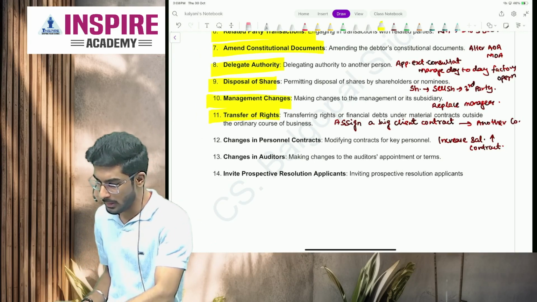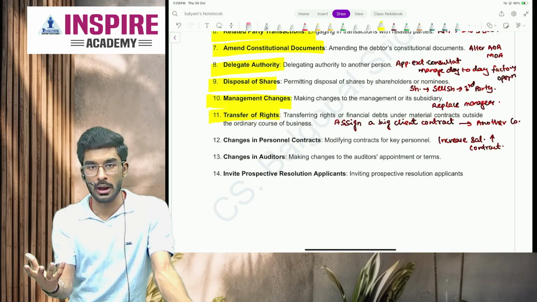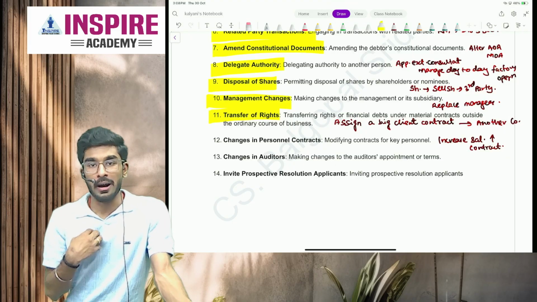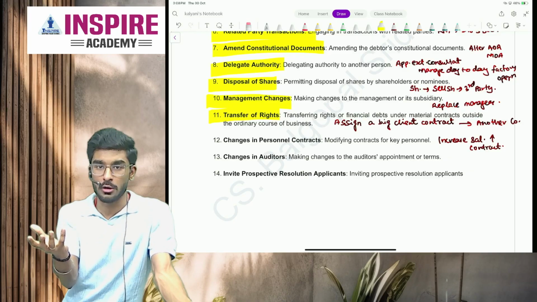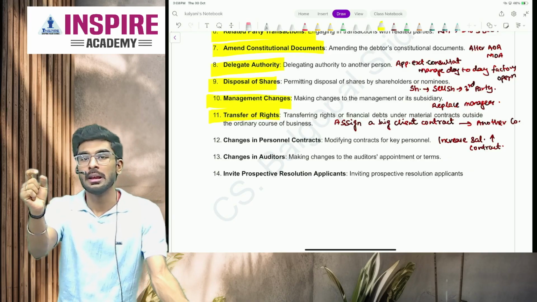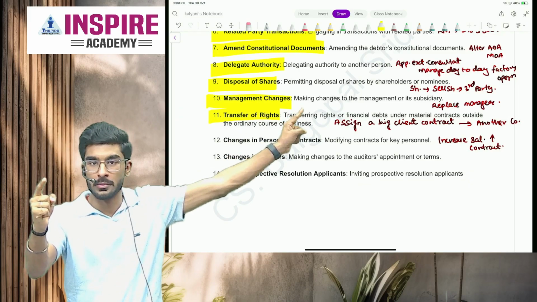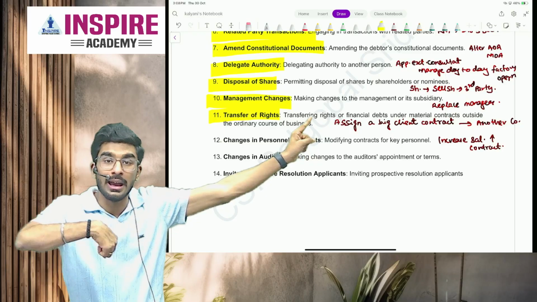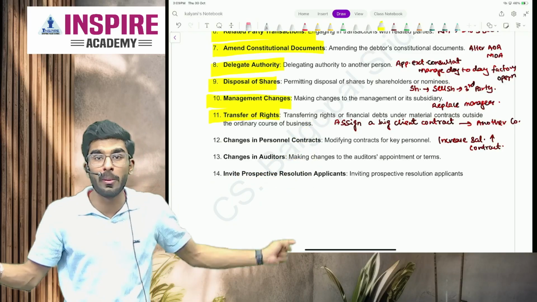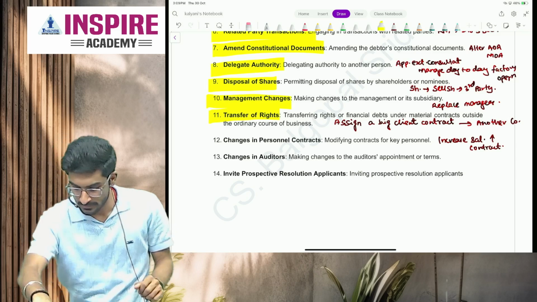And next is transfer of rights. For example, if the corporate debtor is getting a very big contract from a client, and RP feels that the corporate debtor is not ready to handle such a big contract, we can sell the rights to this contract to some other person or a company in exchange for money. That right can also be sold. But before that, COC's approval is required.